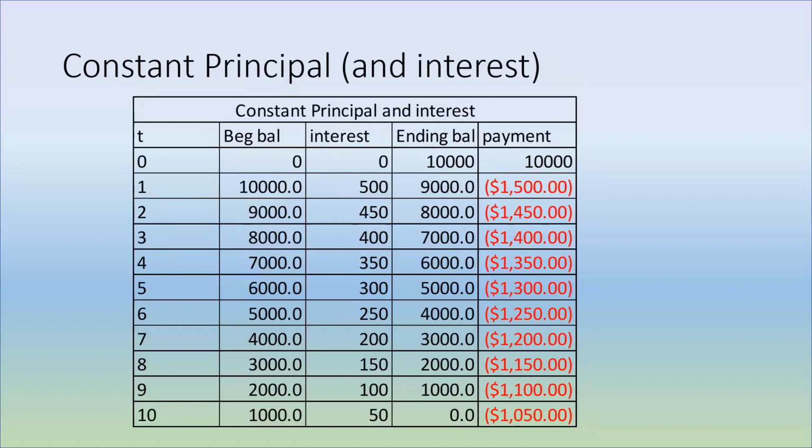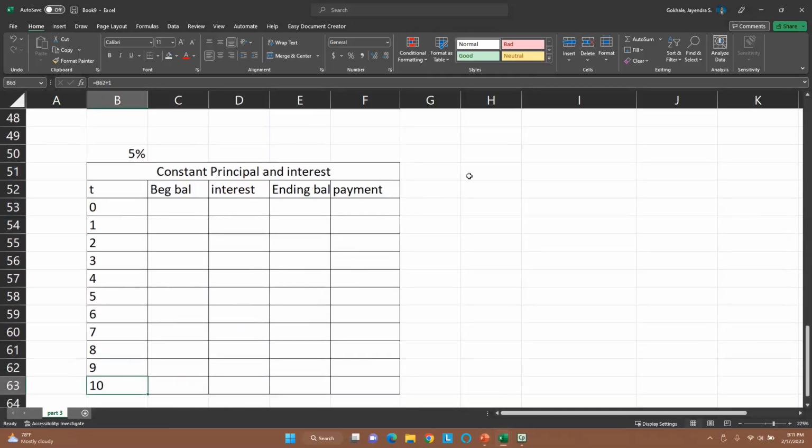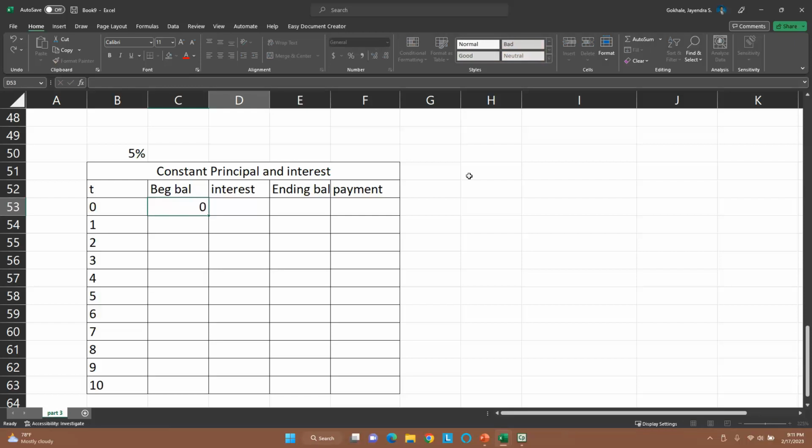The last loan is a constant principal loan. Now notice how what we've done here is, let's just do it. So here is the table for constant principal. The interest in period 0 equals this times $B$50. Ending balance is 10,000. The payment that we receive, because it's a loan, is 10,000. The beginning balance at the end of period 1 is obtained from the ending balance in the previous period.